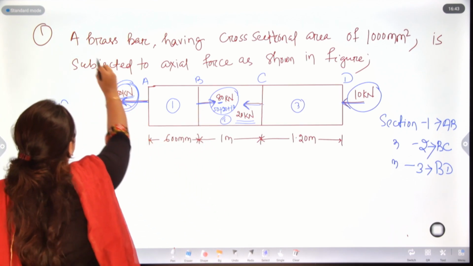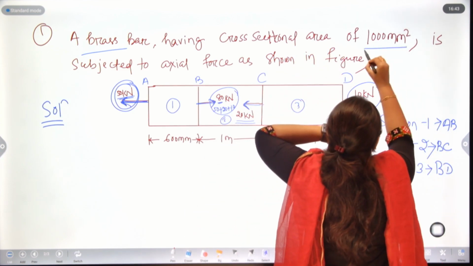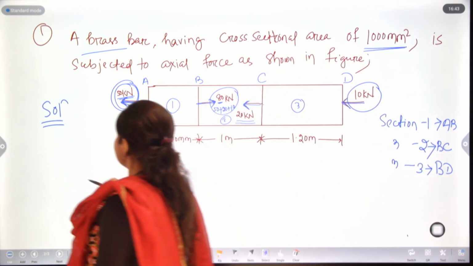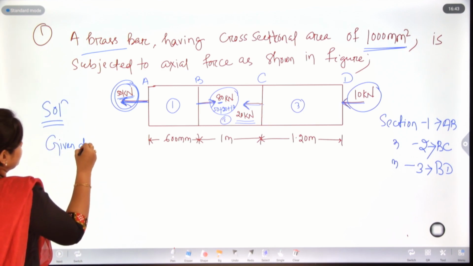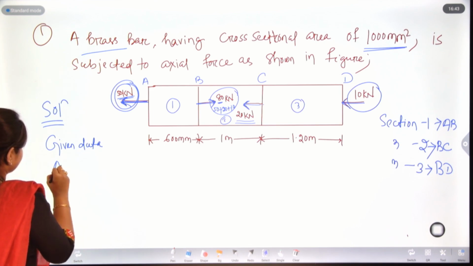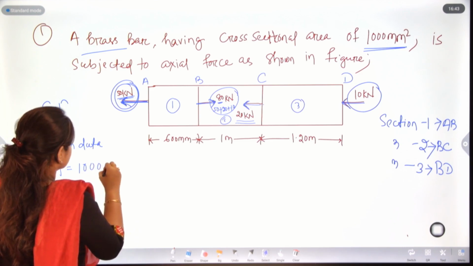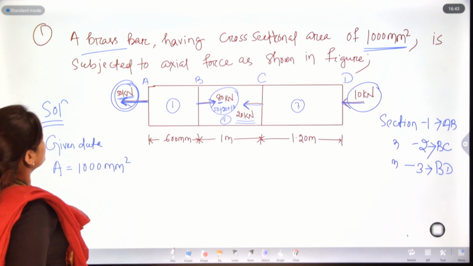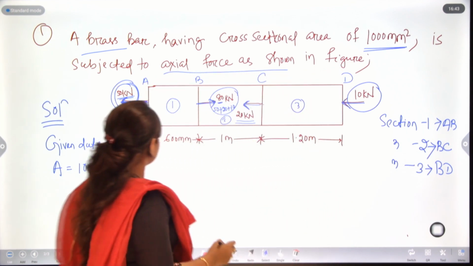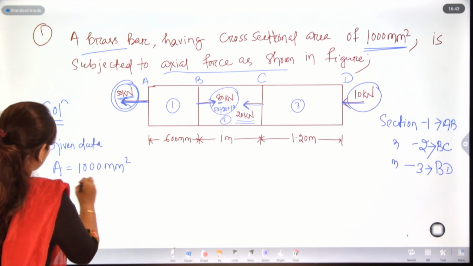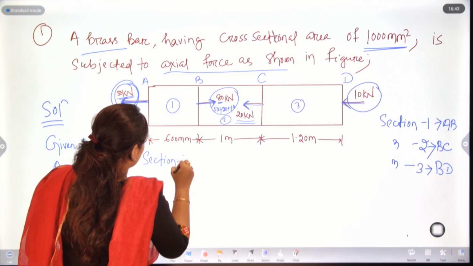What have they asked? A brass bar with a cross sectional area of 1000 mm square. Here the area of the body is given, so the area is 1000 mm square. Next, the axial force is given. Now we will calculate the values for the different sections, then we will add them.